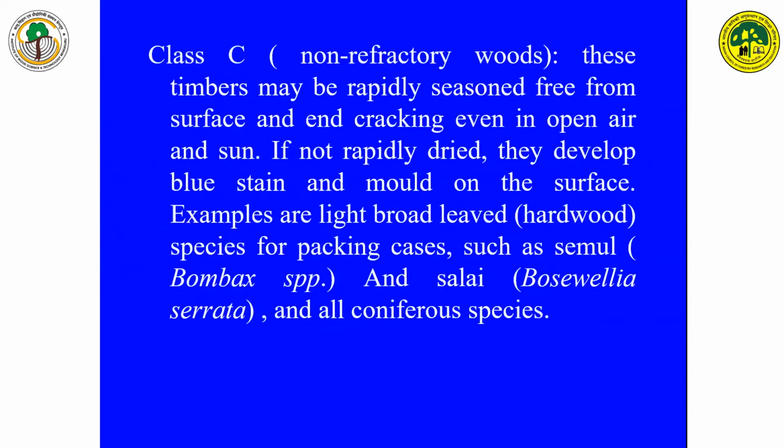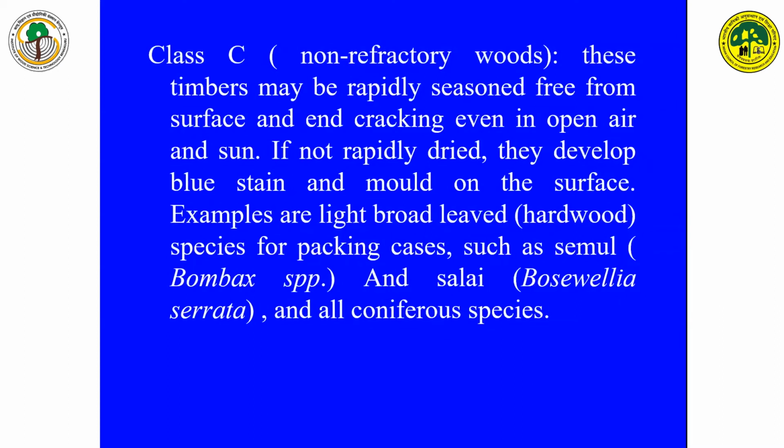Then comes a class of very good wood, in the sense that they are not refractory at all. They dry very nicely without creating any defect in the wood. Examples are summer wood and salai wood, or coniferous species like that. Why are they non-refractory? Because they have a large number of interconnected capillaries inside which are not constricted. So capillaries are very free, and water moves very fast through them without degrading the health of the wood. So they are class C wood.